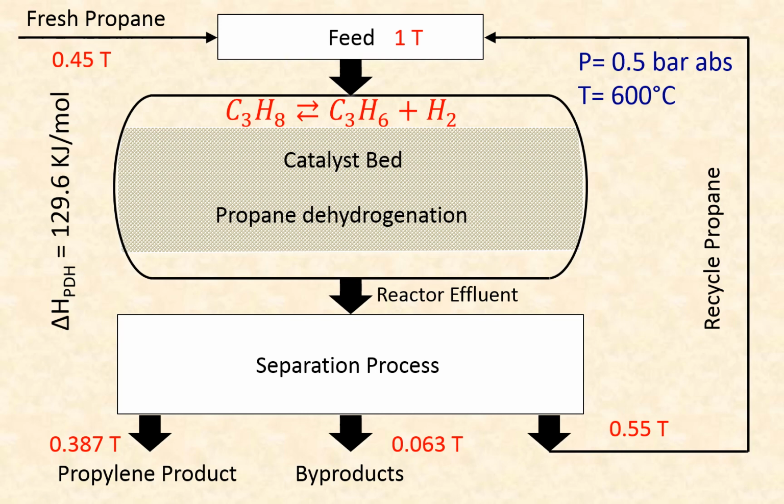The feed to the reactor consists of 0.45 ton of fresh propane and 0.55 ton of recycled propane, making a total of 1 ton of propane feed to the reactor.